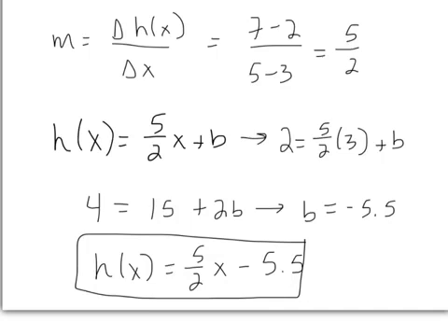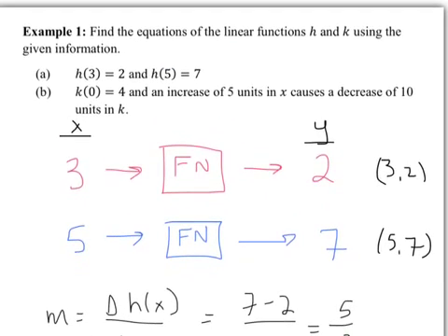Now let's take a look at part b. Part b says, if k of 0 is 4, okay, k of 0 is 4, and an increase of 5 units in the x causes a decrease of 10 units in k. Alright, so this is a little confusing at first, but let's start by using this part here. That means that the coordinate is 0, 4, based off the same thing we did for the last part. Well, that's just the y-intercept. How do I know that's the y-intercept?